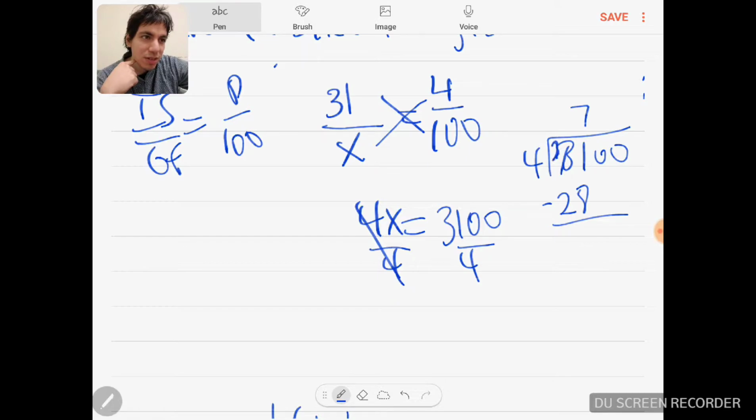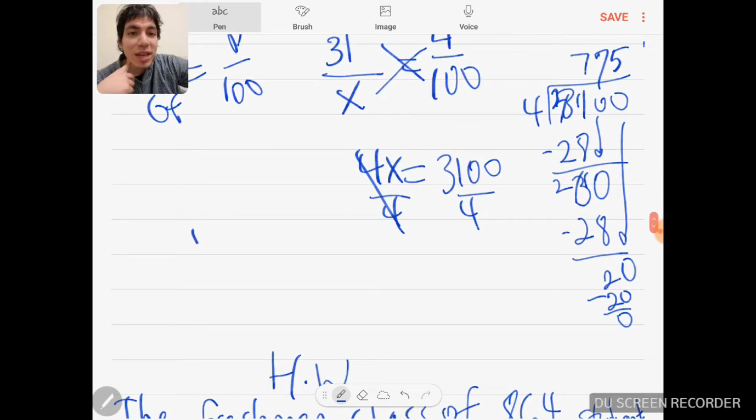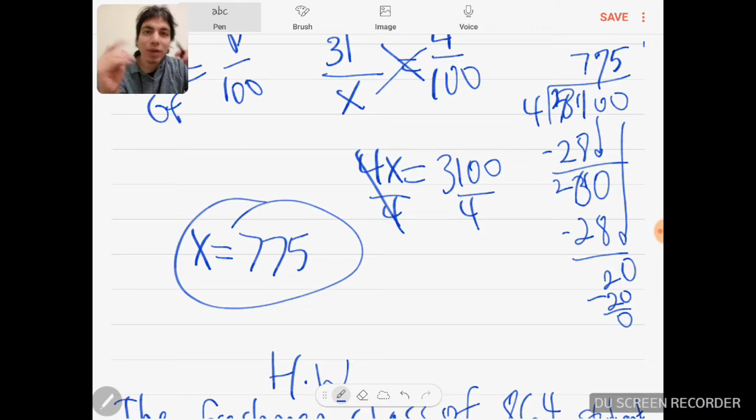I get 3. I bring down the 0. It's not 7 again. Yes, it is 7 again. I get 28. 2, I bring down the 0. I get 5 because 4 goes into 25 times. So my x here is 775 as my total answer.